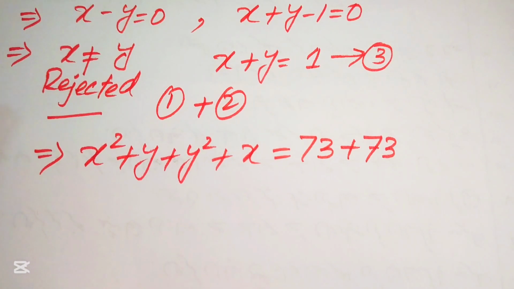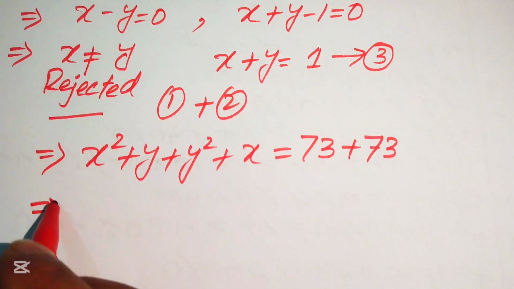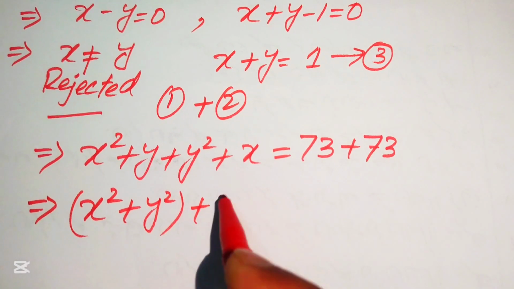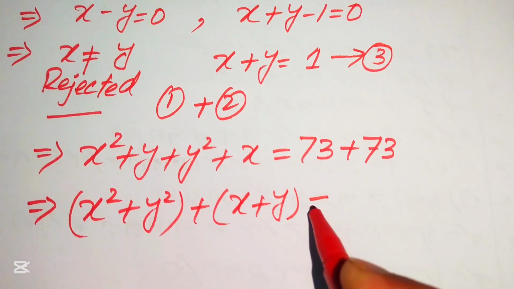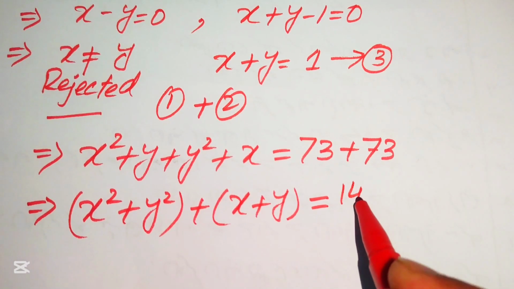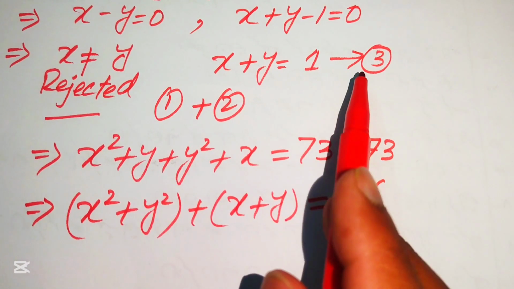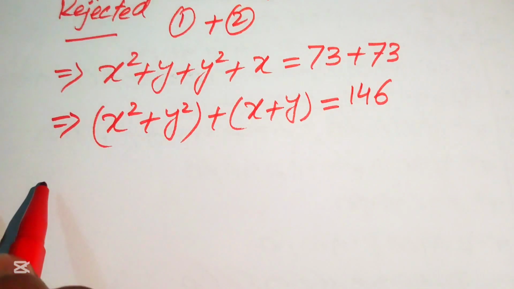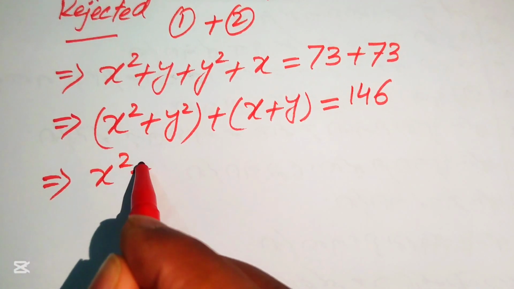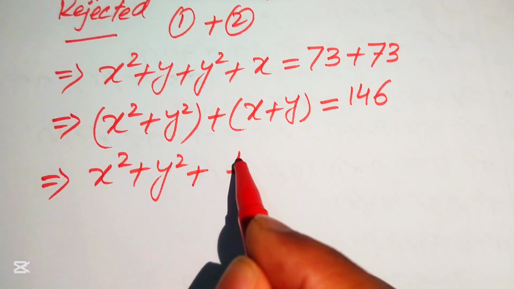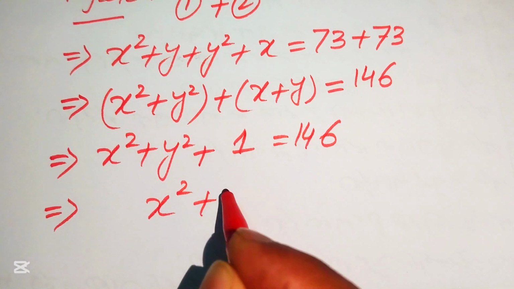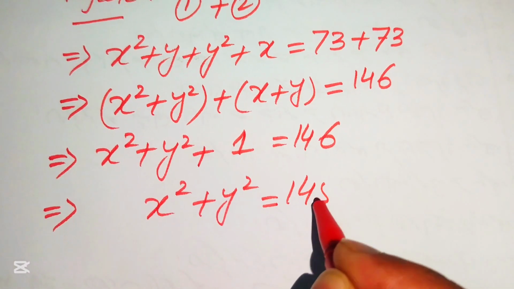And now we will sum up these two values, and now we rearrange the terms, and we write it as x square plus y square, and we combine these two terms, x plus y equals to, this is 73 plus 73 becomes 146. Here we use equation number 3, so from equation number 3 we have the value of x plus y equals to 1. We substitute it here, and it will be written as x square plus y square plus 1 equals to 146. Here we get the value of x square plus y square equals to 145.